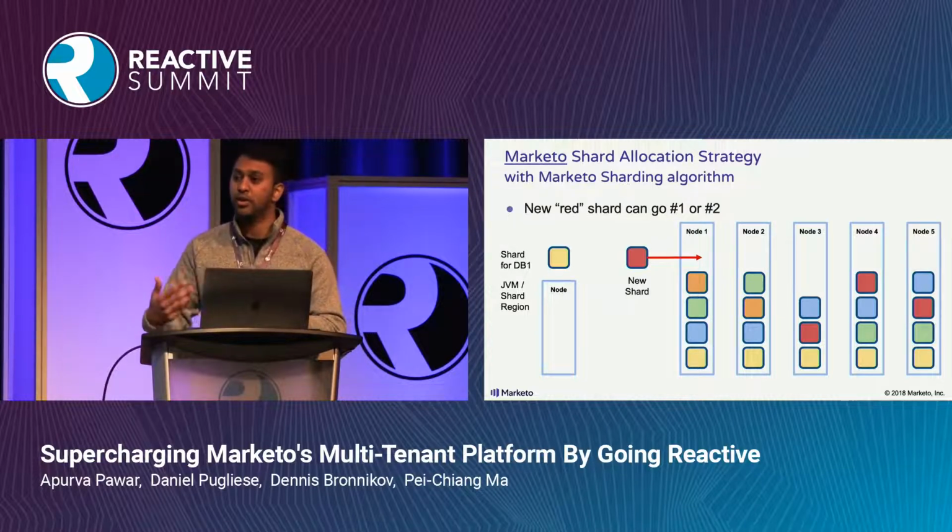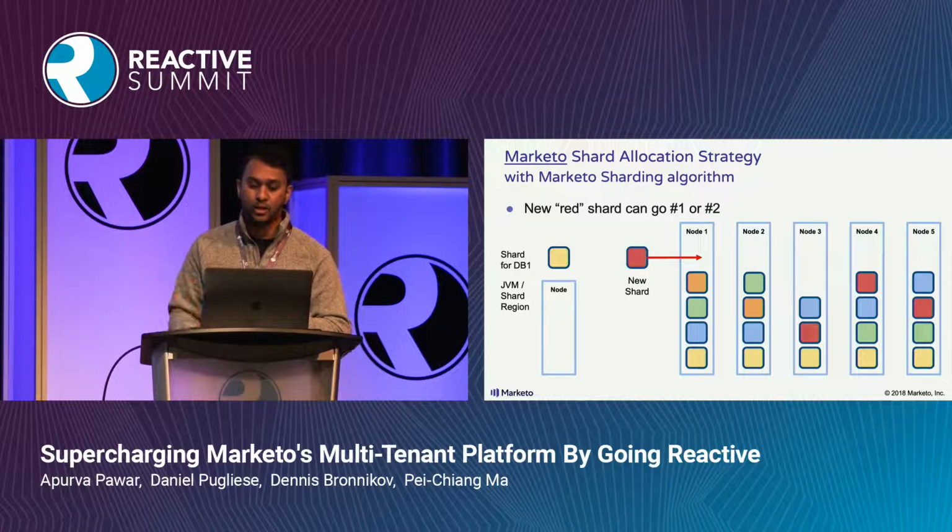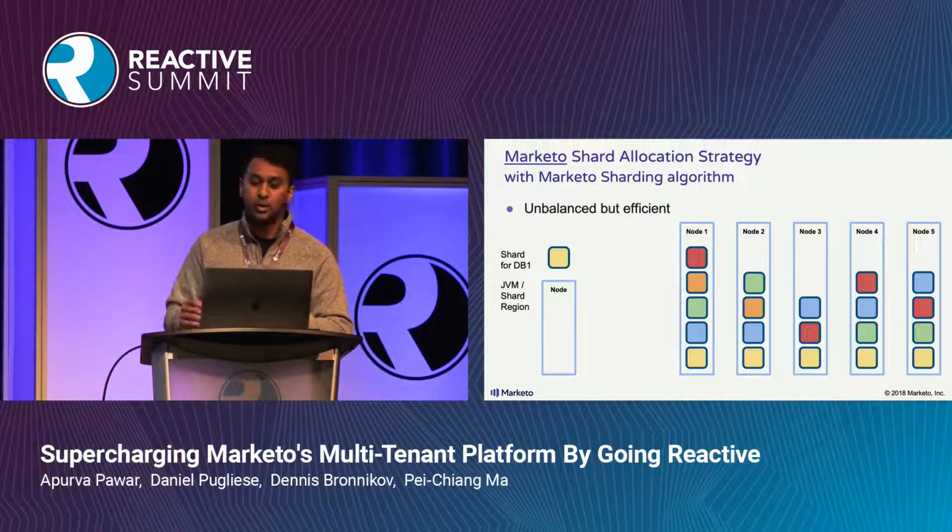Next, we have an incoming red shard. This one would avoid node 3, 4, and 5, and has an option between node 1 and 2. And let's say it goes to node 1, and once it goes in, red shards are also still spread out well. Note that the total number of shards in each node is unbalanced, but this is still efficient for our use case. If the difference is larger than a threshold, the rebalance process kicks in.